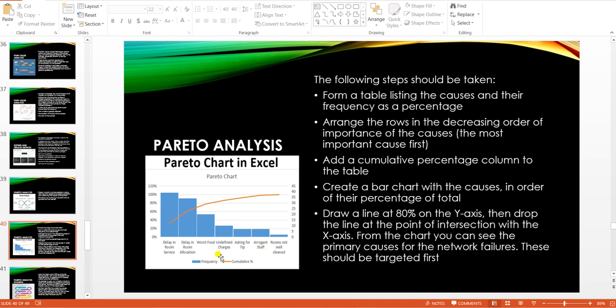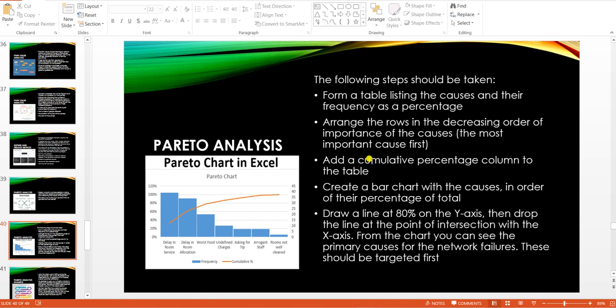So these are examples of listing the causes. Also, we've got the frequency, which is in blue. These are the bar graphs, and the cumulative frequency is the line that is depicted according to the percentages, or the numbers on the right hand side. Also, you need to arrange the rows in decreasing order of the importance of the causes. The most important cause first, as you can see, the numbers are in decreasing order, from 45 going down to 0.